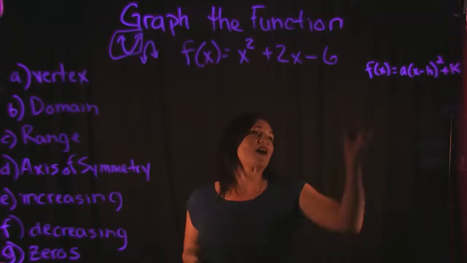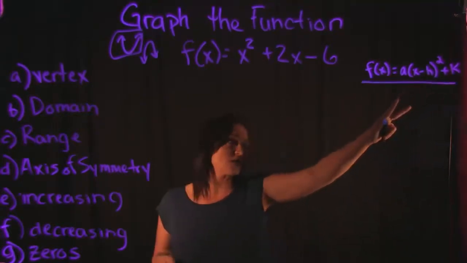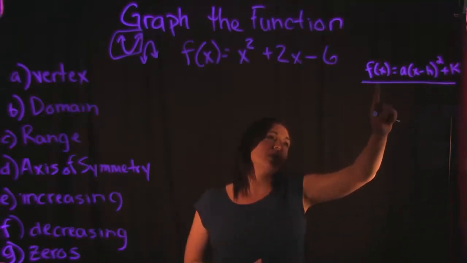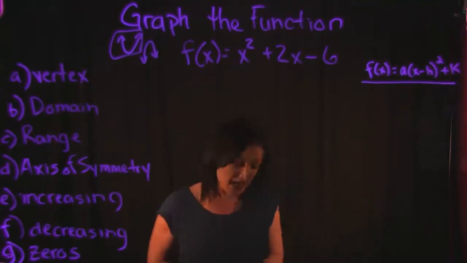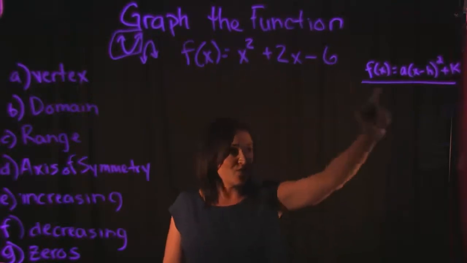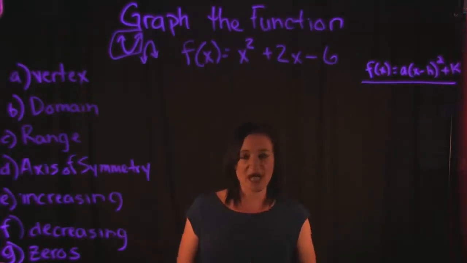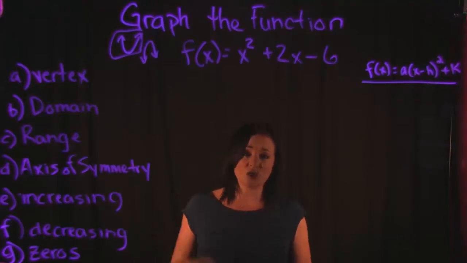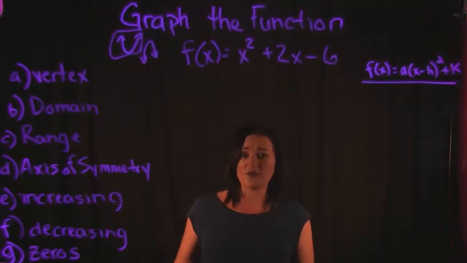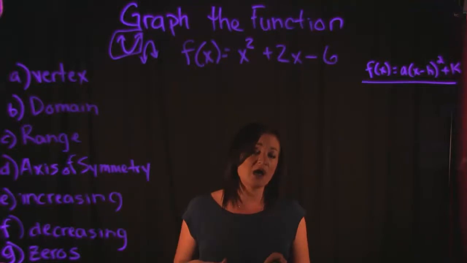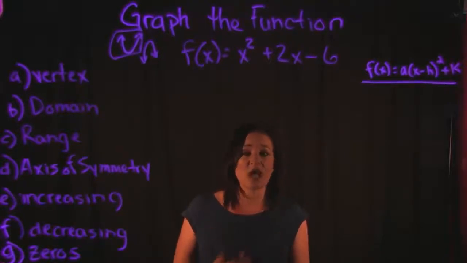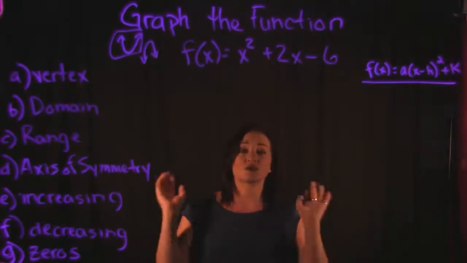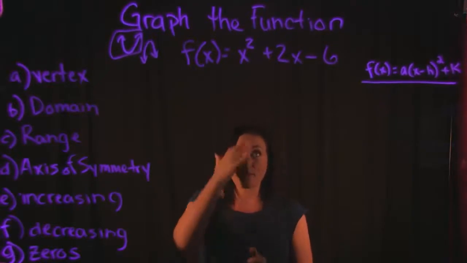So just in case you forgot, I have vertex form right over here on the right side of the screen. So f of x is equal to a times (x minus h) squared plus k. Now, in order to go from this form to vertex form, what we're actually going to have to do is complete the square. I do have a video for completing the square. If you need to review that concept, I would pause this video, go back and maybe watch that if you need a refresher, and then come back to this, because this is something you're going to have to do on a regular basis in order to graph these kinds of functions.